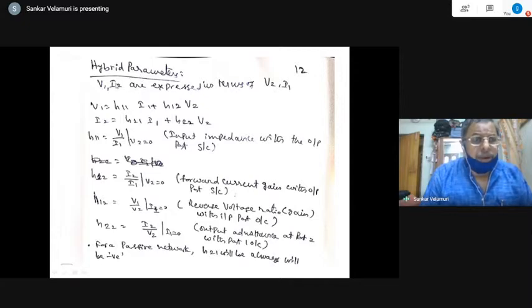So here hybrid parameters is one type of two-port parameter where V1 and I2 are expressed in terms of I1 and V2. So V1 is equal to H11 into I1 plus H12 into V2. I2 is equal to H21 into I1 plus H22 into V2. So H11 will be equal to V1 by I1 when V2 equal to 0. That means V1 is the excitation, that is, port 1 is excited and port 2 is short circuited. Even when port 1 is excited and port 2 is short circuited, you can get the Y parameters also, but that is a different context.